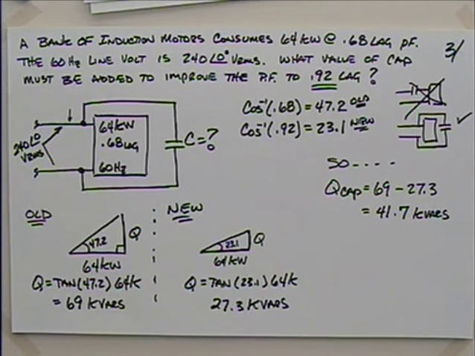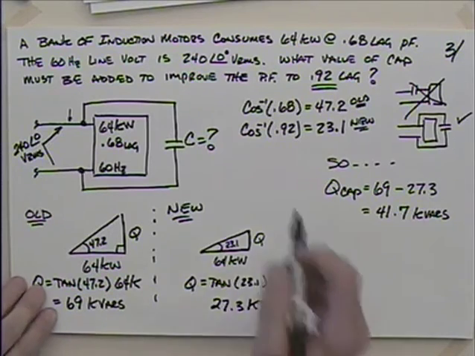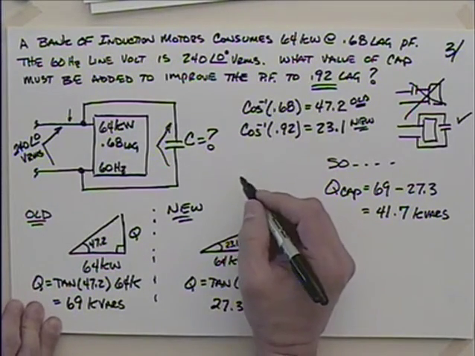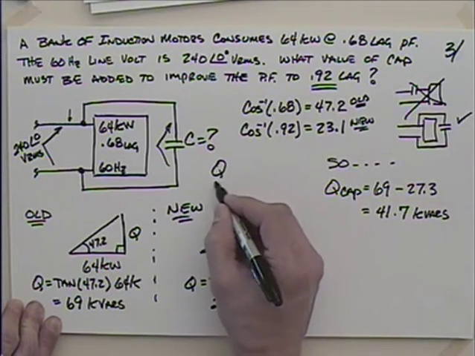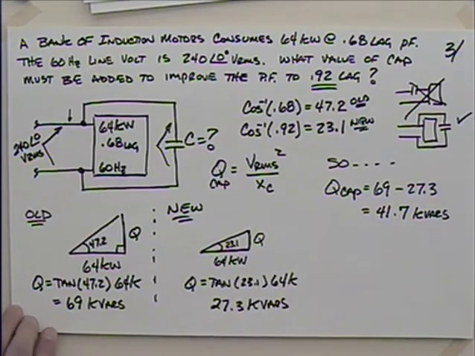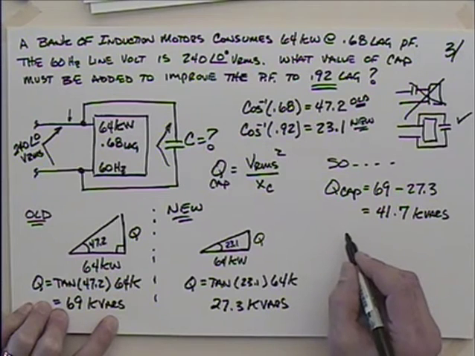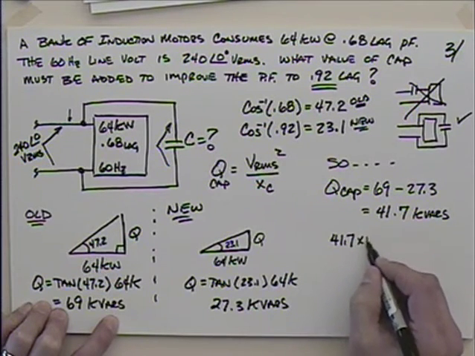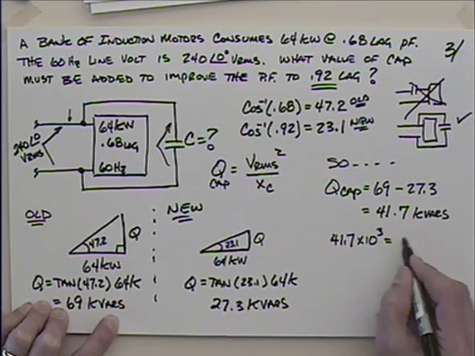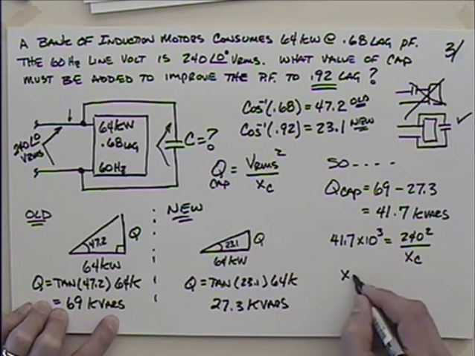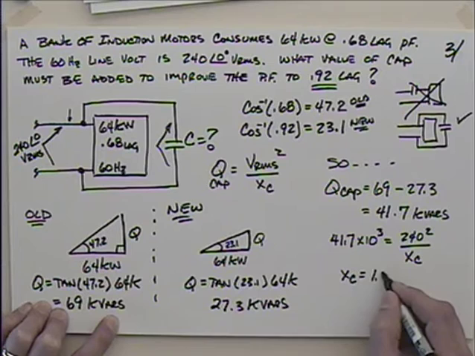And do we know what Q for the capacitor would be? Now let's see. Do I have the voltage across here? This is one of these cases where knowing the voltage across here, I know the voltage across there, don't I? So I could say that Q for the capacitor is going to be equal to VRMS squared divided by X sub C, right? So 41.7 times 10 to the 3, because it's kVars, is going to be equal to, we said 240 squared divided by whatever X sub C is. So I can solve for X sub C. It turns out to be 1.38.